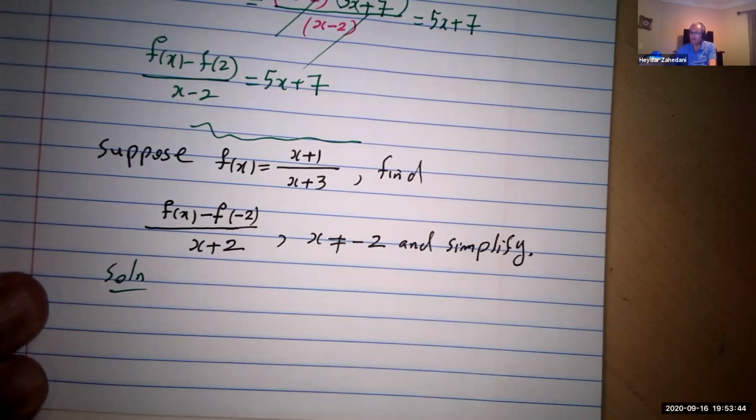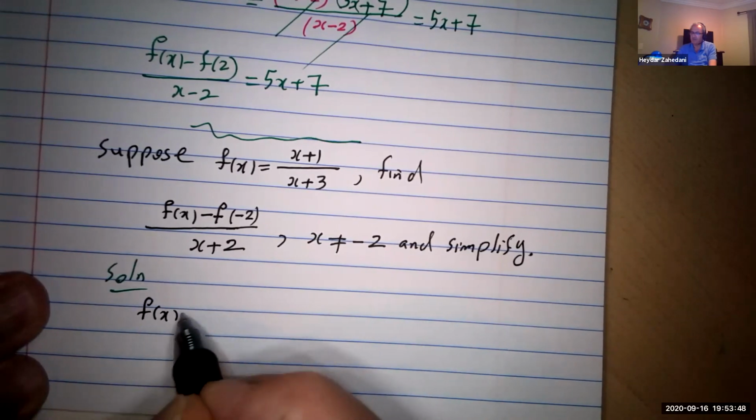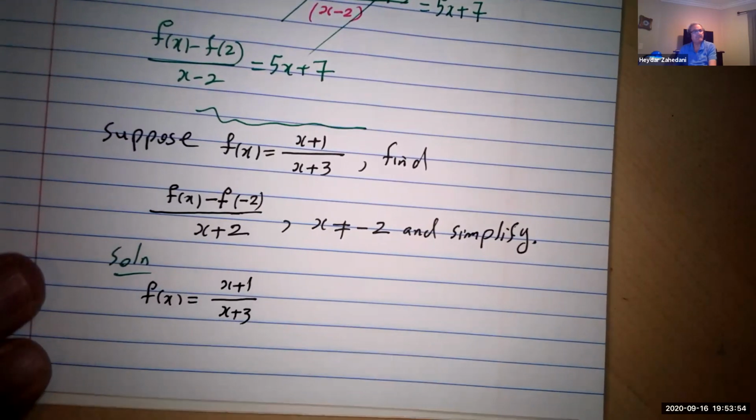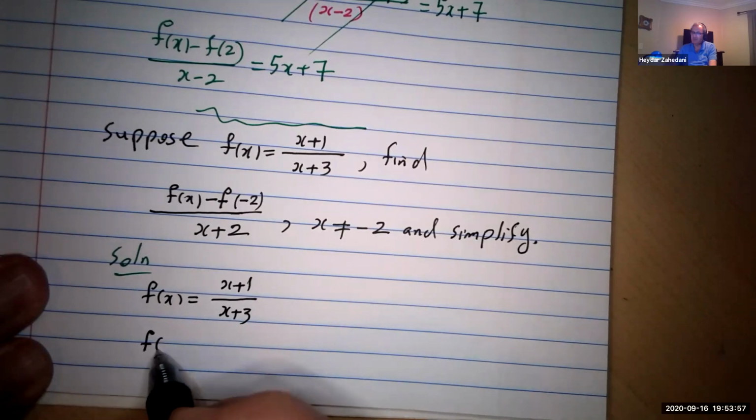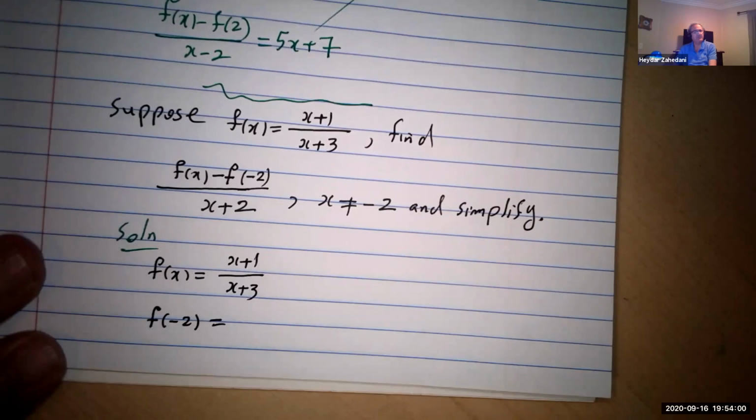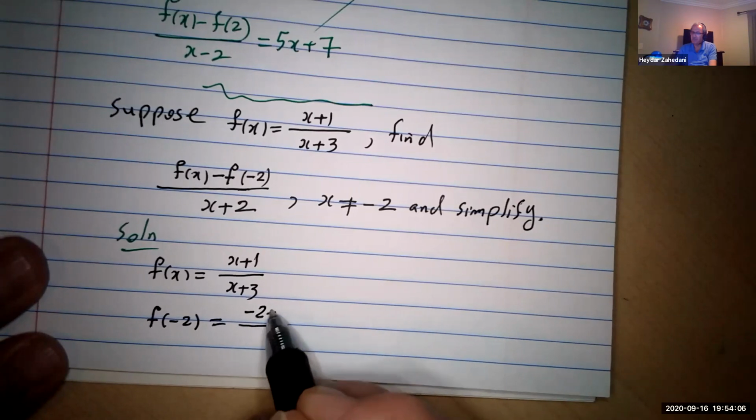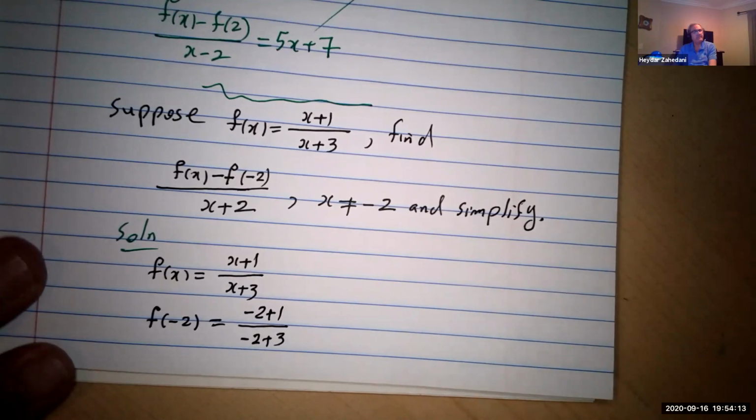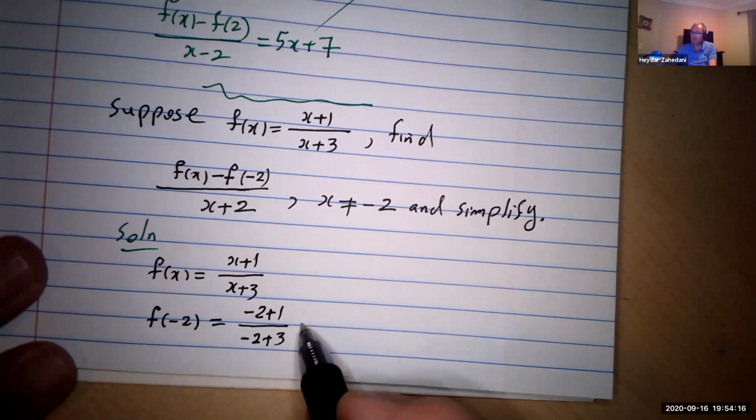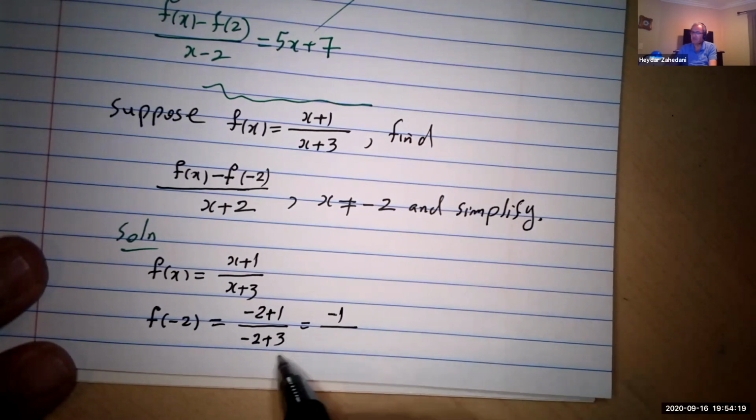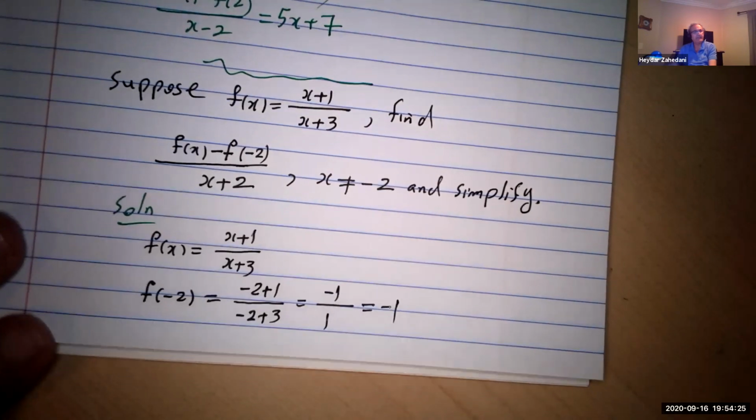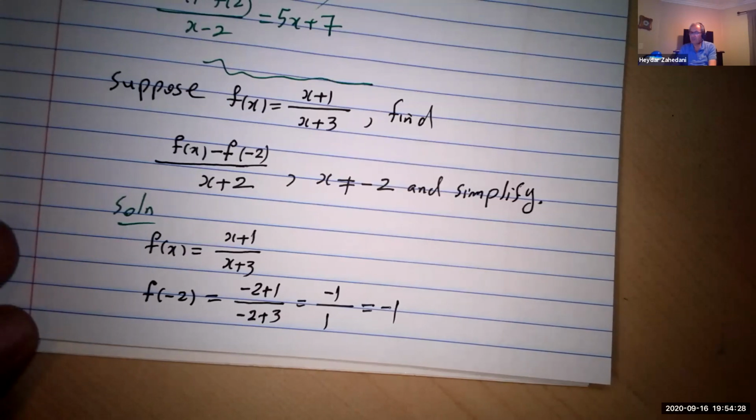Start with f of x. This is your f of x, which is (x plus 1) over (x plus 3). So you want f of negative 2. Substitute. If you substitute negative 2, this gives you negative 2 plus 1 over negative 2 plus 3. On the top, that gives you a negative 1. On the bottom, negative 2 plus 3 would be a positive 1. So the result would be negative 1. Any question?